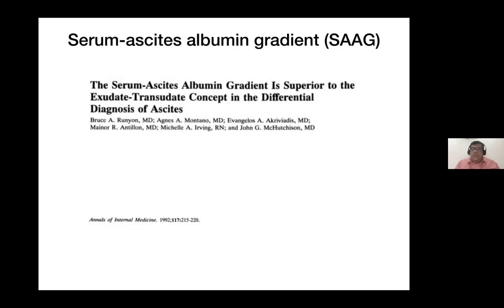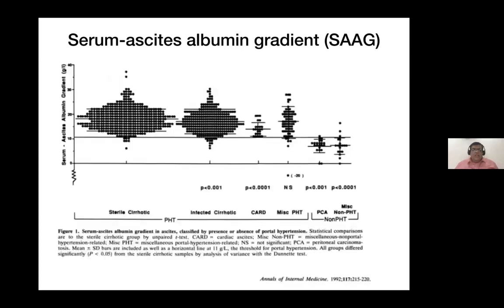When they looked at patients with cirrhosis, whether they were infected or sterile, the SAG was more than 1.1. If you looked at cardiac ascites, it was again more than 1.1. Patients with other causes of portal hypertension also had more than 1.1. If the patient had ascites because of a non-portal hypertension related cause, then they found that the SAG was less than 1.1. If the patient had mixed ascites, the SAG remained more than 1.1.